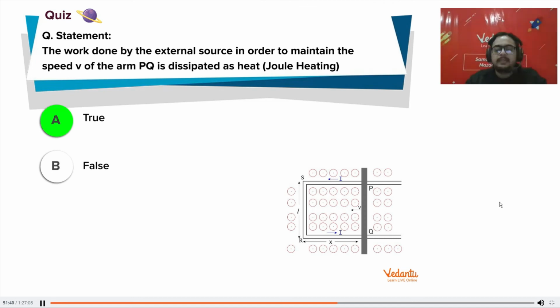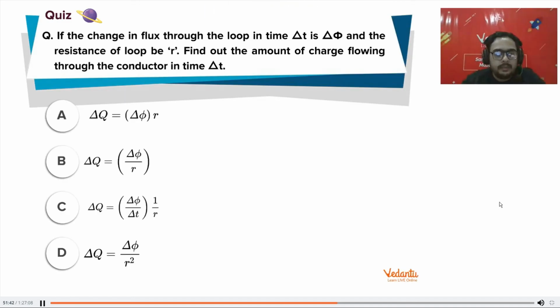Let us take a quiz then. It's a good question, everyone. Please read the question carefully. So the question is, if the change in flux through a loop in time delta t is delta phi and the resistance of the loop is R, find out the amount of charge flowing through the conductor in time delta t. It's a good question. Please think about it. I'll give you 2 minutes and then we'll vote on it. Some people remember it like a formula also. Think about it and then we'll vote on it.